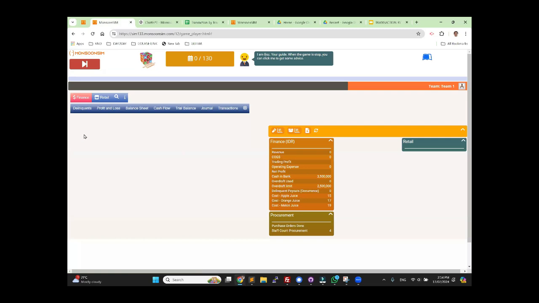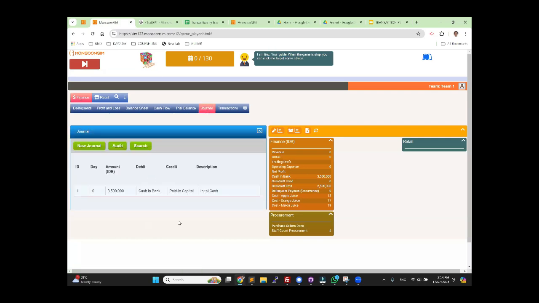So here you can look at the journal. Okay, here we are, day 1, right? We have cash on hand, 3.5 million. Okay, now if you check with ChatGPT and whatnot, they will tell you that this is how it's being booked.